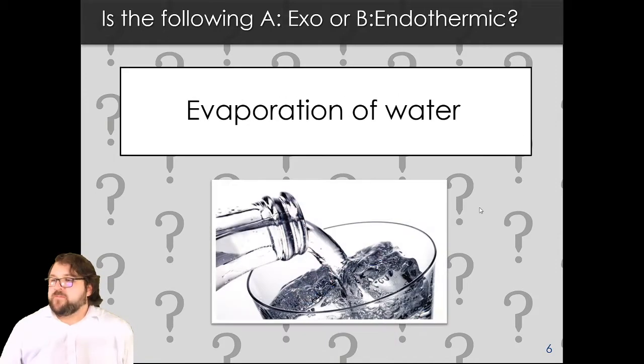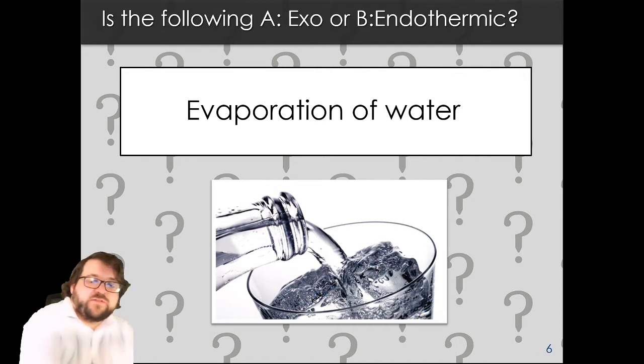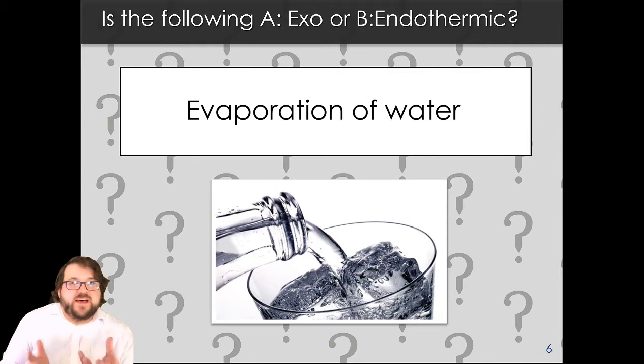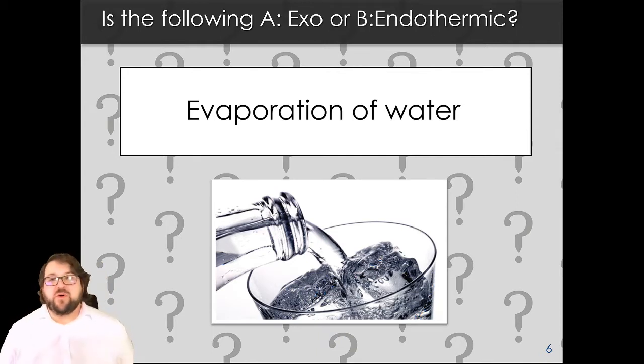Let's look at the next one: the evaporation of water. Again, have a think about it and do pause if you need to. The evaporation of water requires that there is some energy provided by, for instance, the sun. If we put out our wet clothes, we use the sun to dry them. We might need to use a fan or something like that. But the evaporation of water requires us to input energy. So if energy is going into the water, then this is an endothermic change.